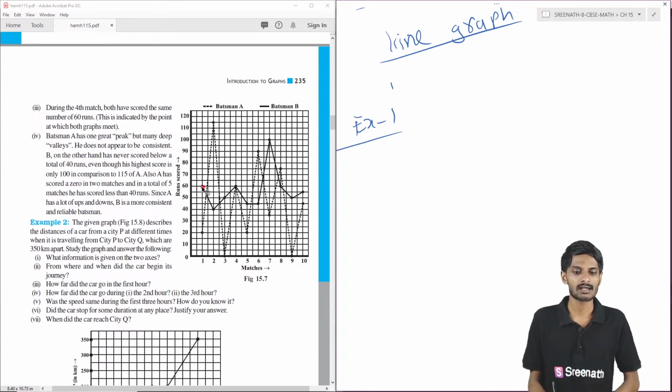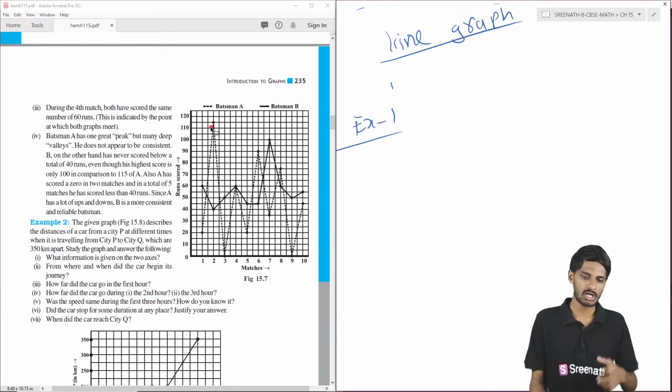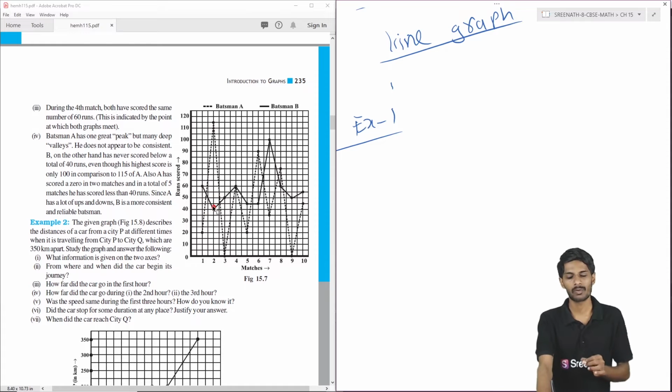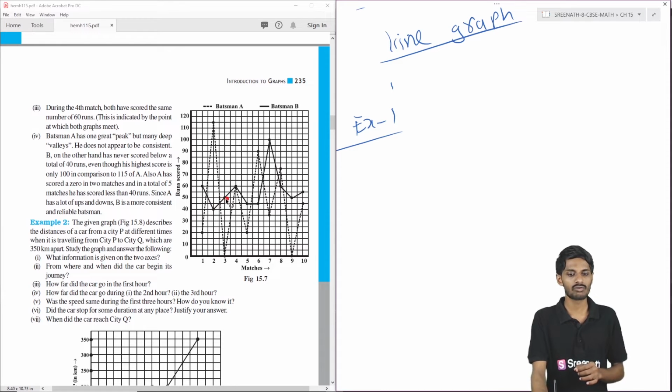This is the run scored by batsman B in the first match, and this is the run scored by batsman A in the first match. In the first match, the runs scored by both are different. Okay students, now coming to the second. This is batsman B and this is batsman A. In this second match also, the runs scored by them are different. Moving forward.